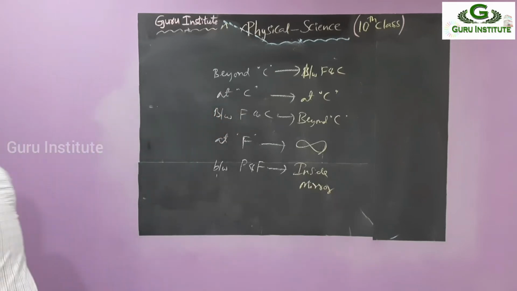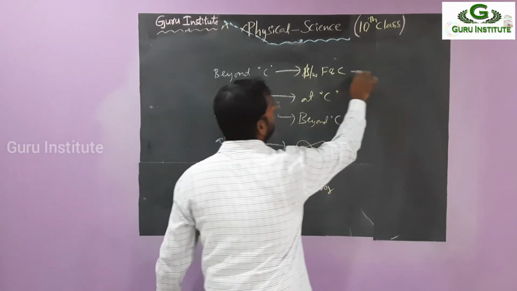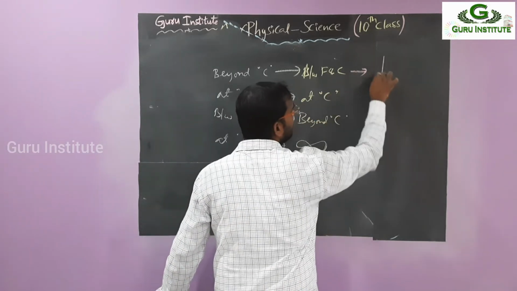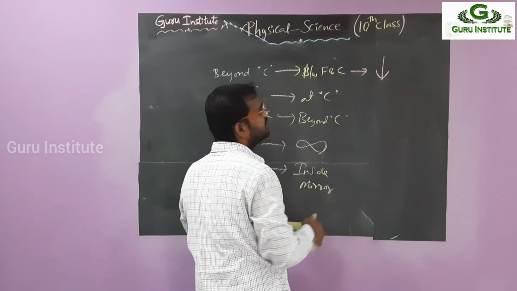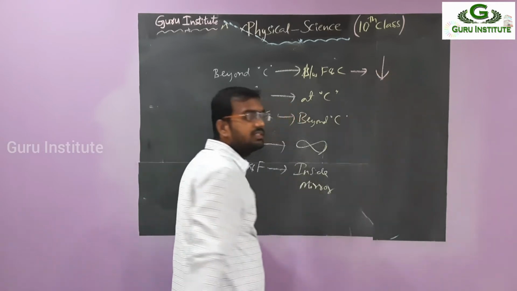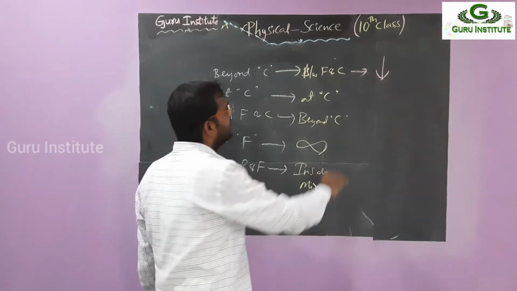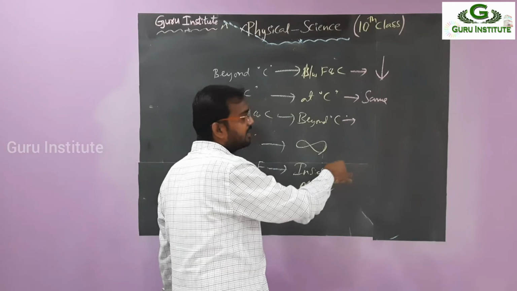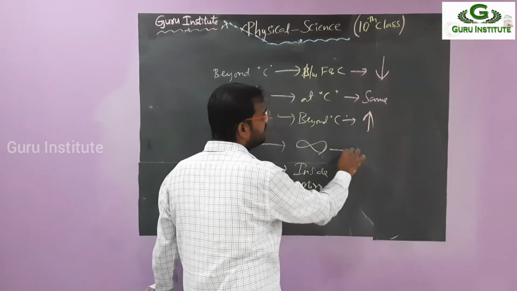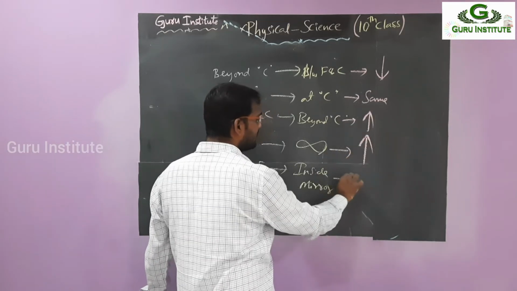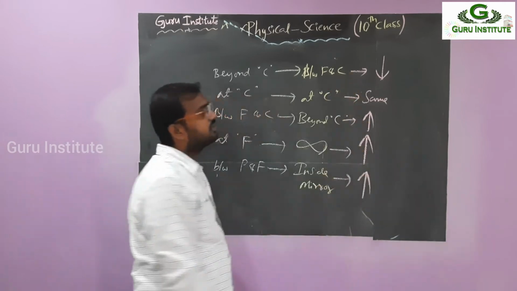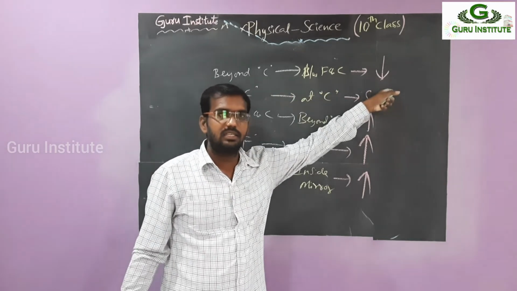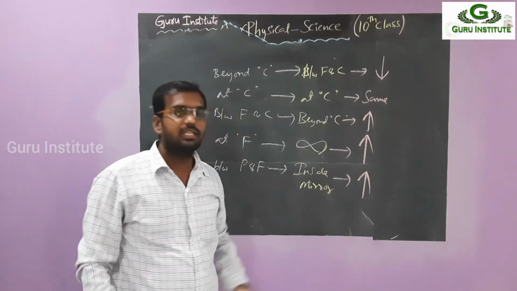Now coming to the nature. What is the nature we have to see here? Beyond C, between F and C, what happened? The image size is decreased. I am showing in the angle, image size is decreased. Next, at C, what happened? Image size is same. Beyond C, what happened? Image size is increased. At infinity, it is also increased. Inside the mirror, it is also increased. What do you observe? Only in one case, beyond C, the image size is decreased, and at C it is the same. In the remaining cases, it is increased.